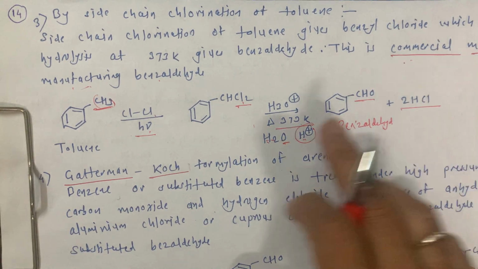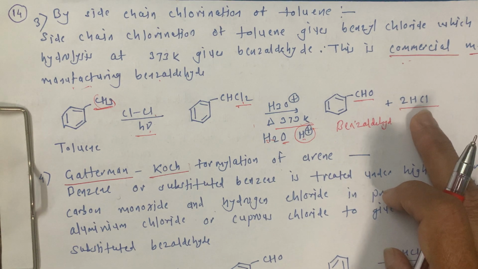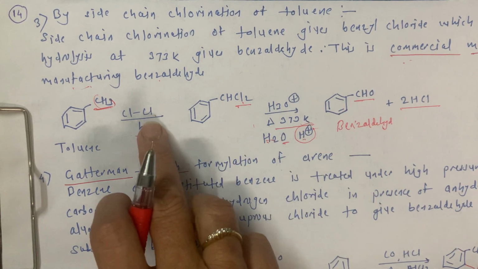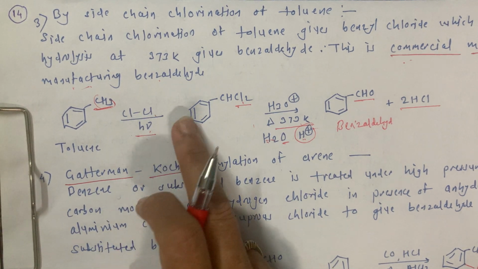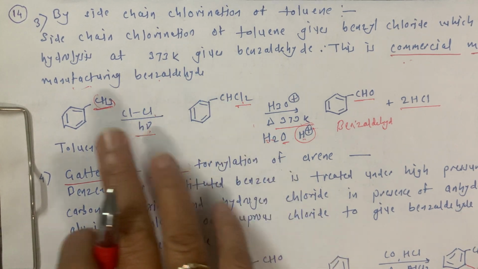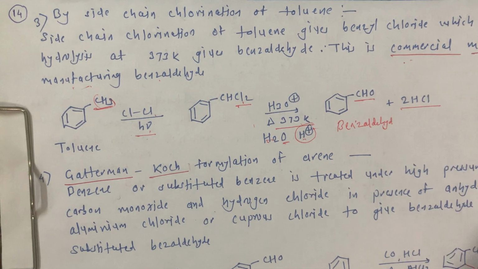Why commercial method? I explained this before. This is a very neat and clean reaction, with a very simple byproduct. Temperature is also moderate. Chlorination is in presence of diffuse sunlight or sunlight, so we are writing ultraviolet light, so we are writing here H nu. Again, this is a simple reaction, and that's why this is a commercial method.